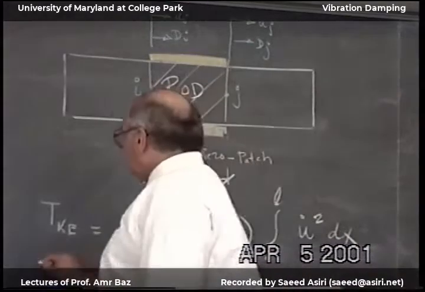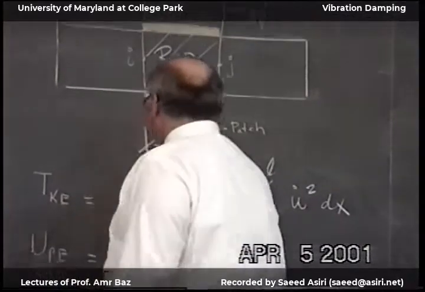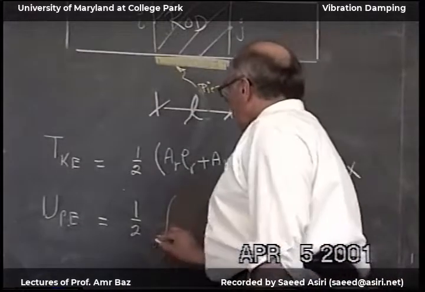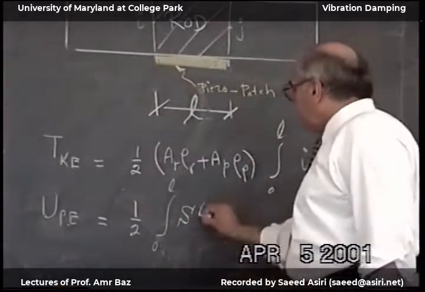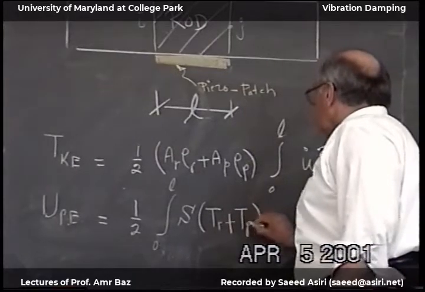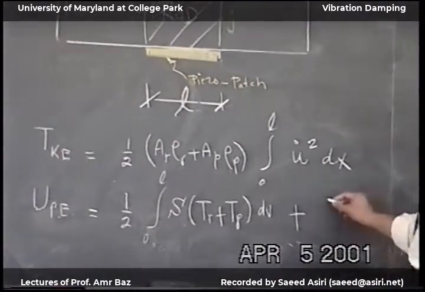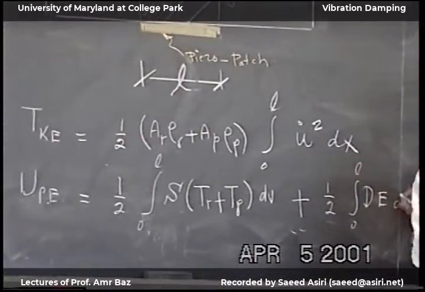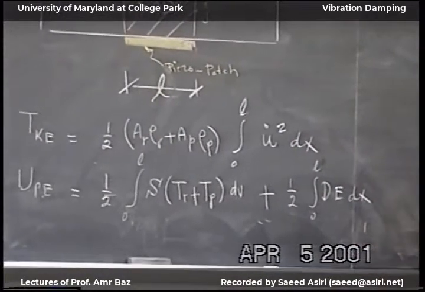And then we write down the potential energy. And this is equal to 1/2 the integral from 0 to L of the strain times the stress in the rod, the stress in the piezo, dV, which is the volume of the element, plus the integral from 0 to L of D, E, and dV.